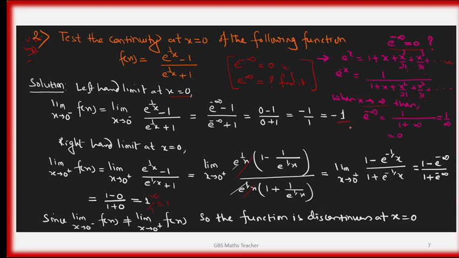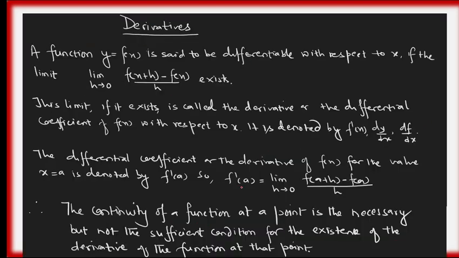What is the left hand limit? Minus 1. What is the right hand limit? Plus 1. Since the left hand limit does not equal the right hand limit, the function is discontinuous at x equal to 0. In this way we can solve this problem.